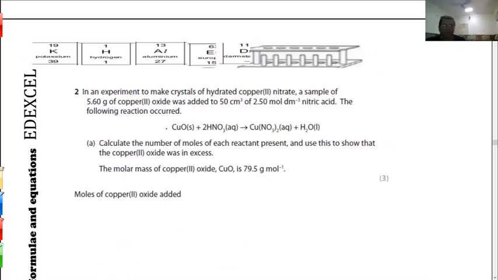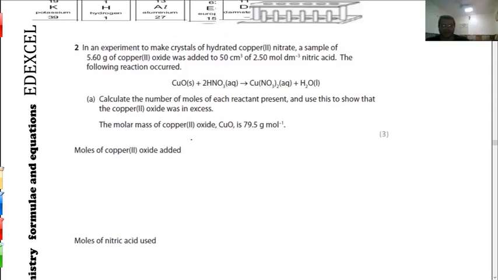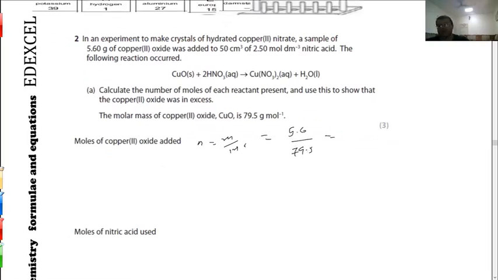Like this one. In an experiment to make a crystal of hydrated copper nitrate, a sample of 5.6 grams of copper(II) oxide was added to 50 cubic centimeters of 2.5 moles of nitric acid, according to the following equation. He said calculate the number of moles of each one of those reactants. Number of moles of copper oxide: because he gave us mass, the number of moles equals mass over molar mass. The mass is given, 5.6 grams, divided by 79.5. This gives you the number of moles.